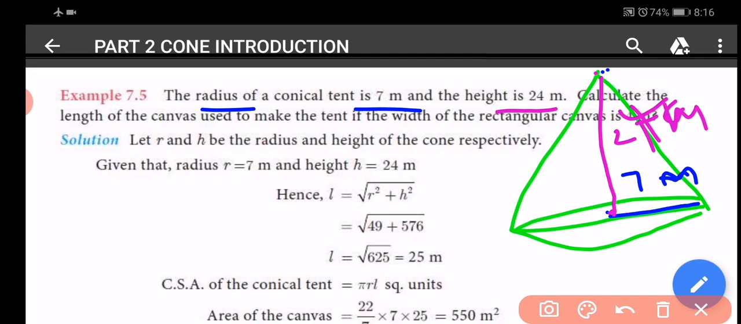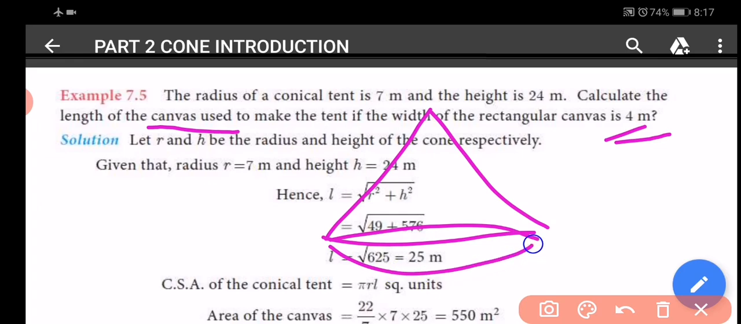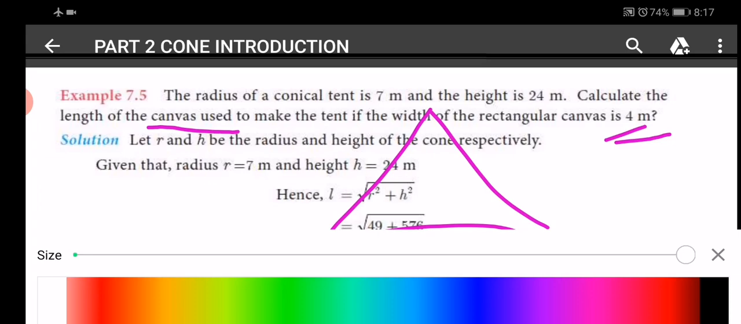Calculate the length of the canvas used to make the tent if the width of the rectangular canvas is 4 meter. Width of the canvas is 4 meter. See, we want to find the length of the canvas used to make the tent. So we are going to prepare one circular shaped tent. Now we want to use the canvas to make the tent.